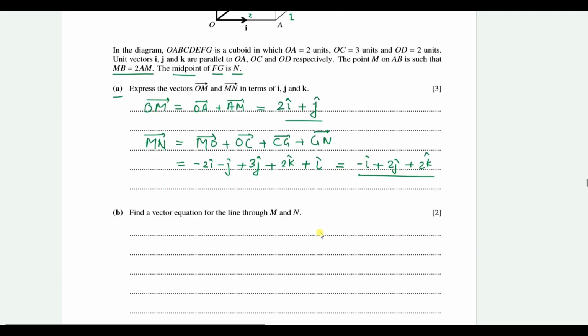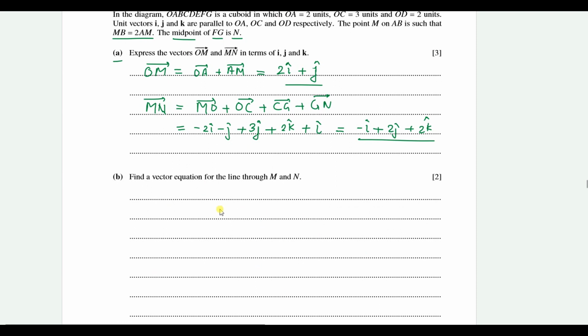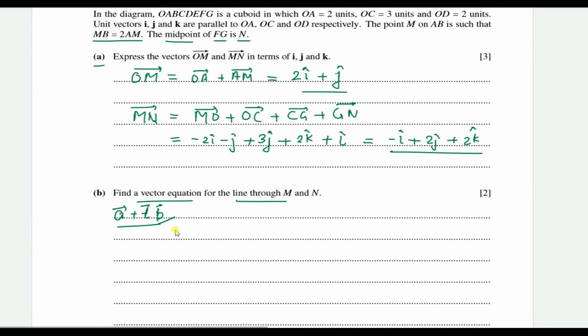B part is find a vector equation. A vector equation always looks like a vector plus t times the direction vector. Now we need to find the equation of the line through M and N. So through M, the vector equation is r is equal to the OM vector plus lambda times the b vector, and here the b vector means the MN vector.